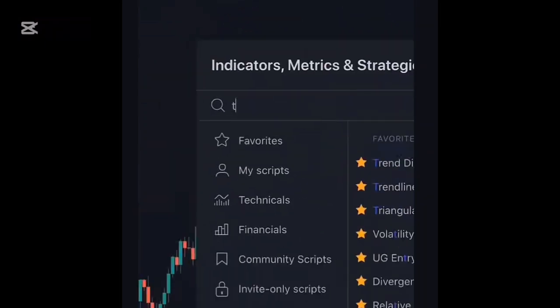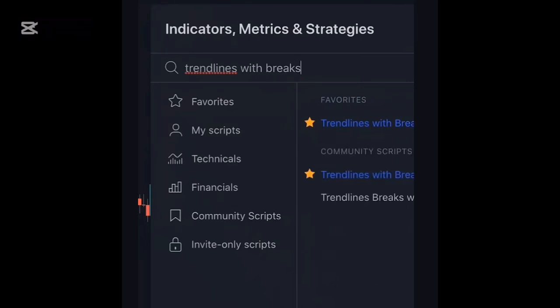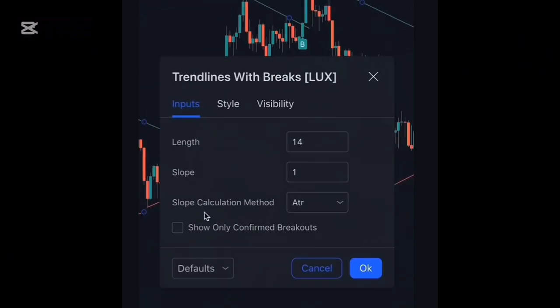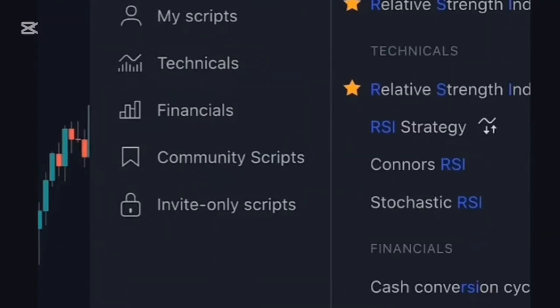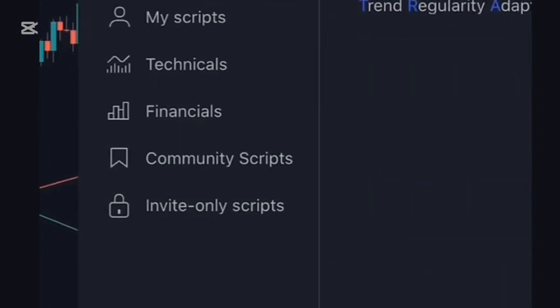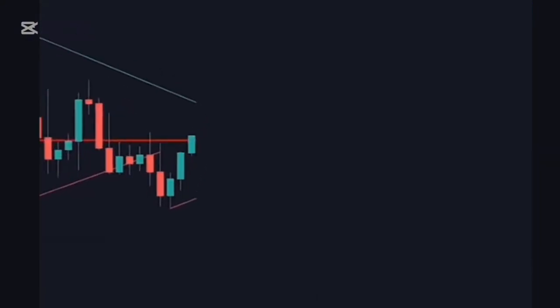Go to the indicators and search for trend lines with breaks and make sure that it's this one by LuxAlgo. Go to the settings and just make sure to enable the confirmed breakouts. Then you're going to want to add the RSI or the relative strength index, and then finally add the trauma indicator. So here's the strategy.